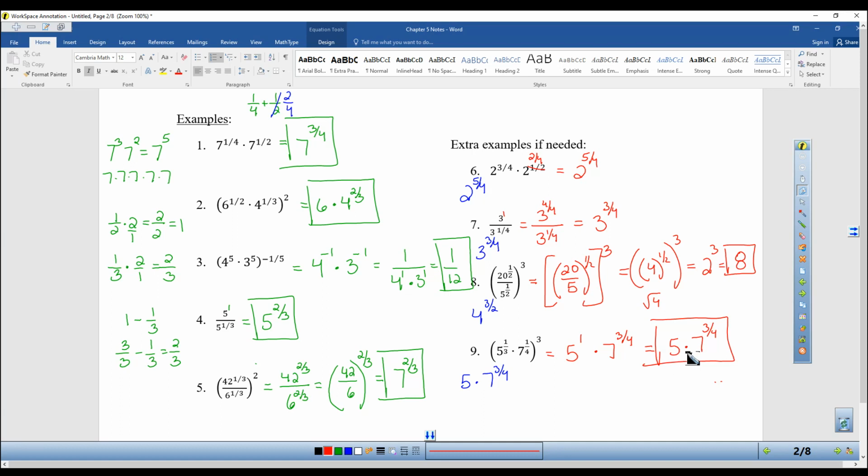It is not 35 to the 3/4. If they don't have like bases, you can't put them together. If they have like exponents, you can combine them. And if they have like bases, you can combine them. But if they don't have like bases and they don't have like exponents, you can't combine them.